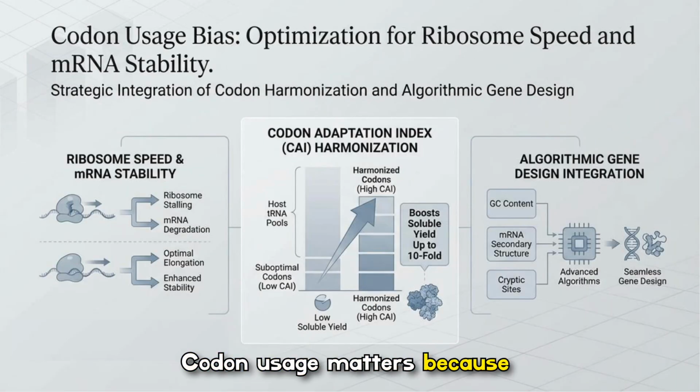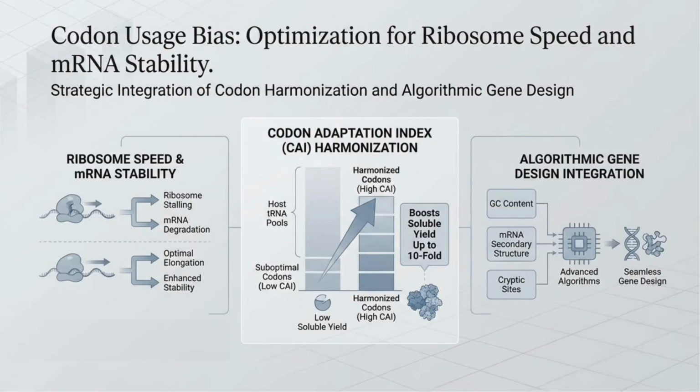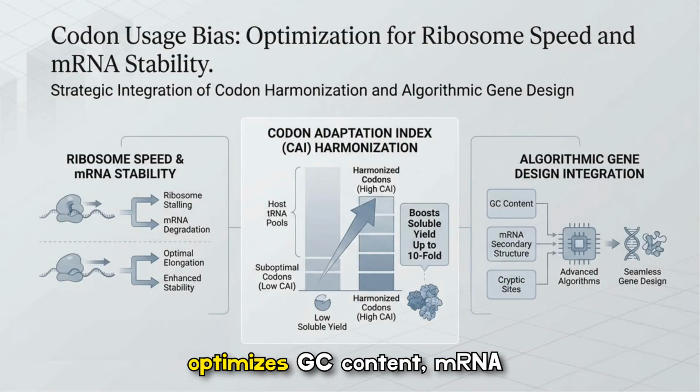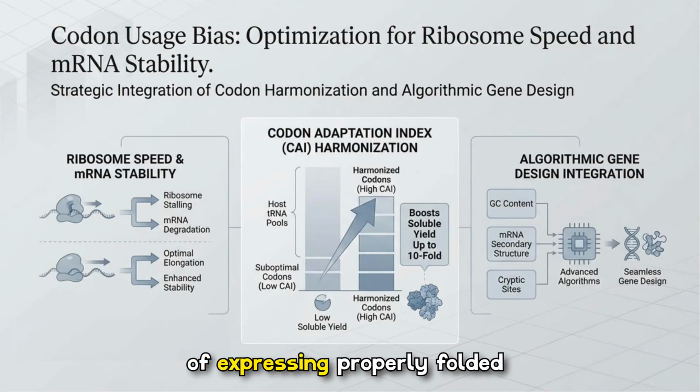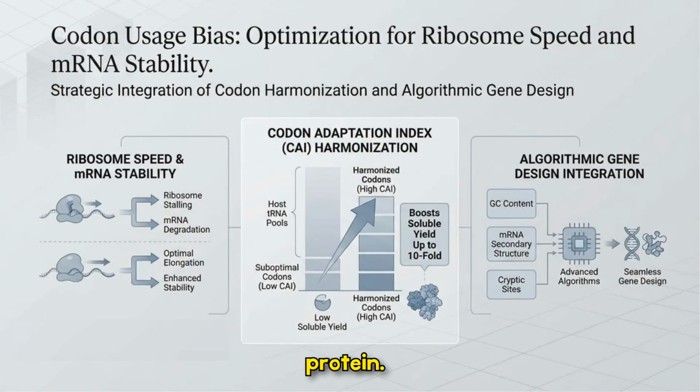Codon usage matters because ribosome speed and mRNA stability are tightly linked to translation outcomes. Harmonizing codon adaptation to host tRNA pools can prevent stalling and degradation while boosting soluble yield. Modern algorithmic gene design also optimizes GC content, mRNA secondary structure, and removes cryptic sites, producing sequences that translate smoothly and raise the chance of expressing properly folded protein.